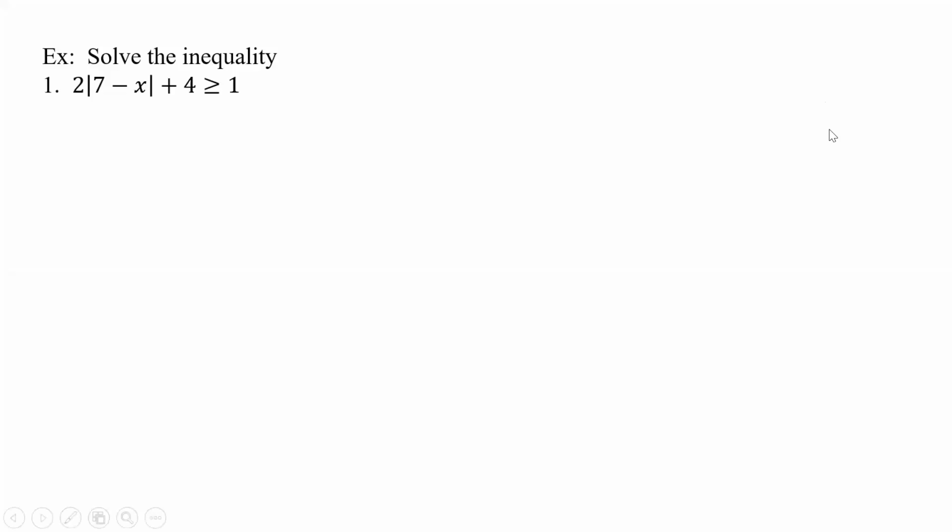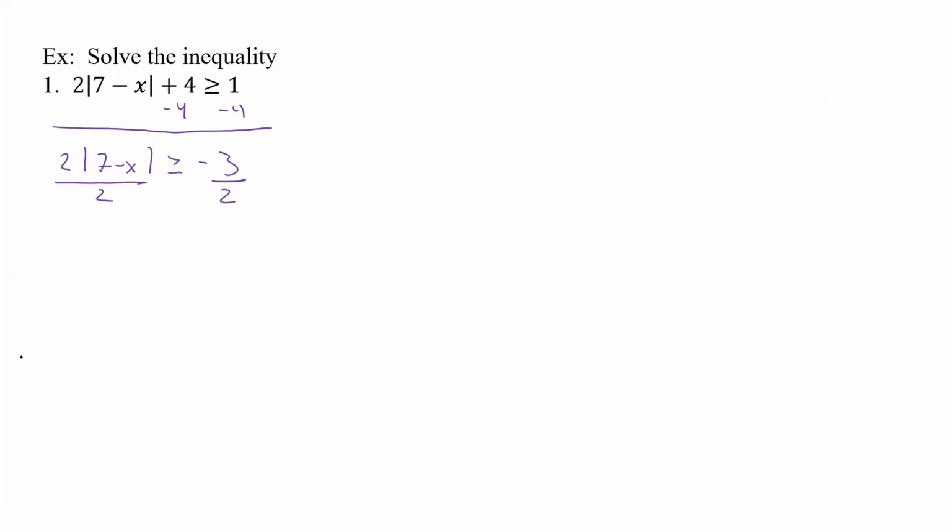All right, so these are some extra examples of solving the inequality. And to do this one, we have to get the absolute value all by itself. So first off, we'll subtract 4 from both sides. So 2 absolute value of 7 minus x, greater than or equal to negative 3. Okay. Now we need to get rid of that 2, so we'll divide both sides by 2.